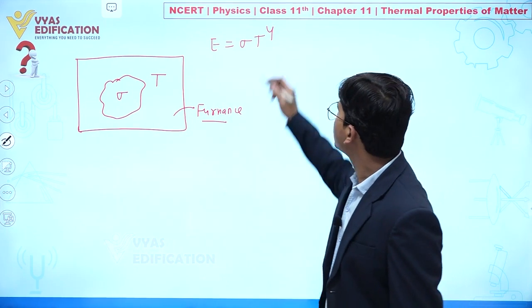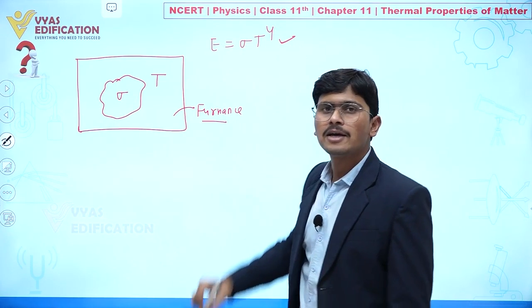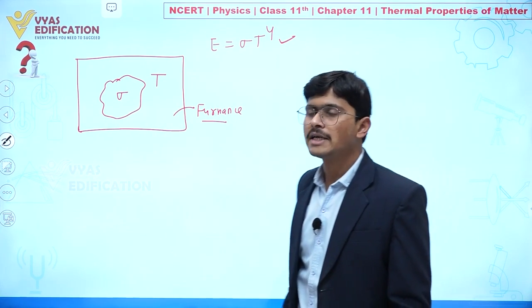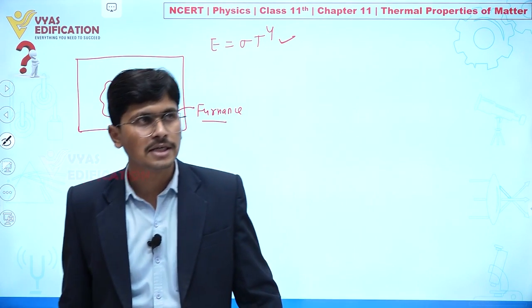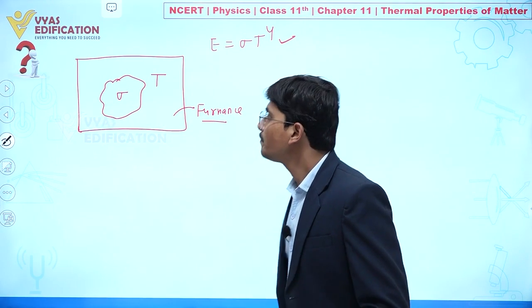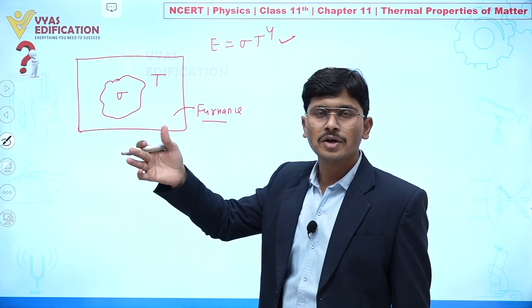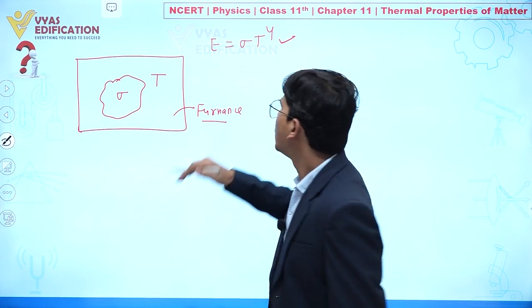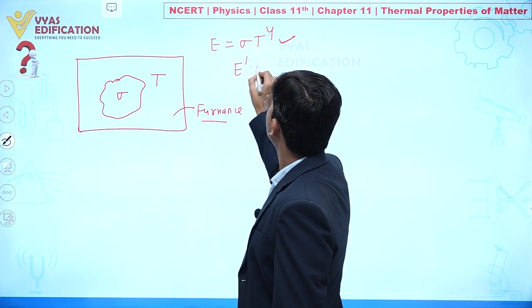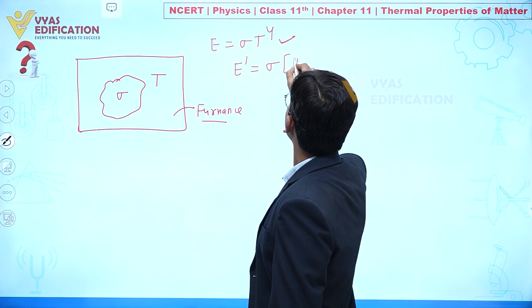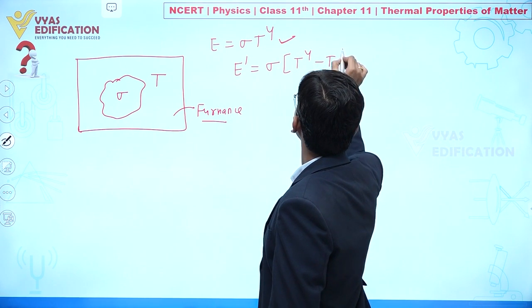Clear? And this value is actually read by an optical pyrometer. An optical pyrometer is an instrument which is used to measure the heat radiation. Clear? But what if I place this hot iron in a room, or in the open atmosphere? At that time you will find this value of heat radiation is given by T to the power 4 minus T naught to the power 4.